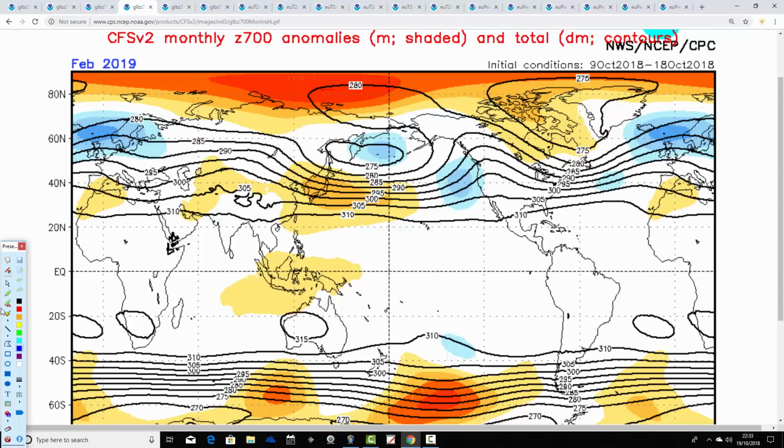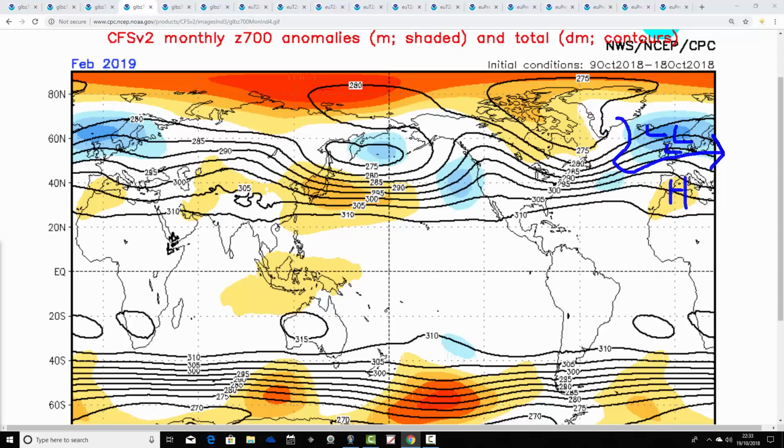That's February, and a little bit of a change takes place then. We lose that area of above average heights down to the south-west of the country. It goes much further south into the Mediterranean. We've got below average heights over and to the north of the UK. So it does look quite unsettled, this. It looks more unsettled again in February.